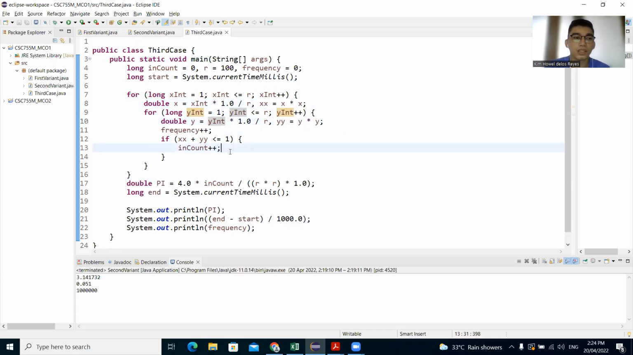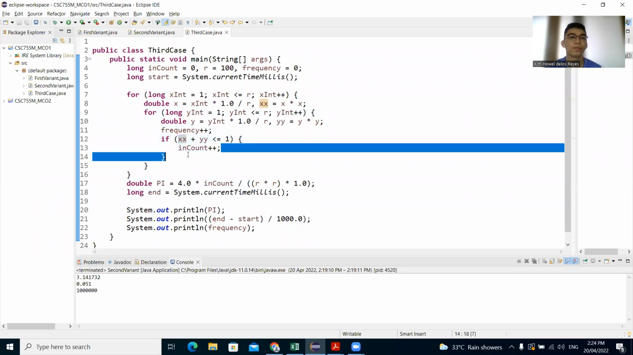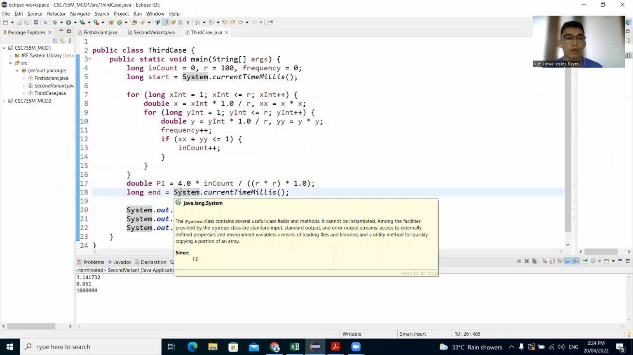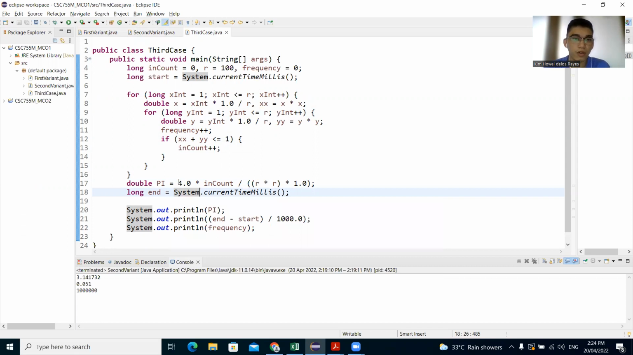Just the same as the other approximation algorithms, we simply add the squares of both x and y and compare it to 1. If that's less than or equal to 1, we increment the count, meaning the pair is inside the shaded region of the circle. Then here we have the formula to approximate the value of pi: 4.0 times the number of points divided by r squared. We put 1.0 here, so the value r will automatically be considered a floating point value.